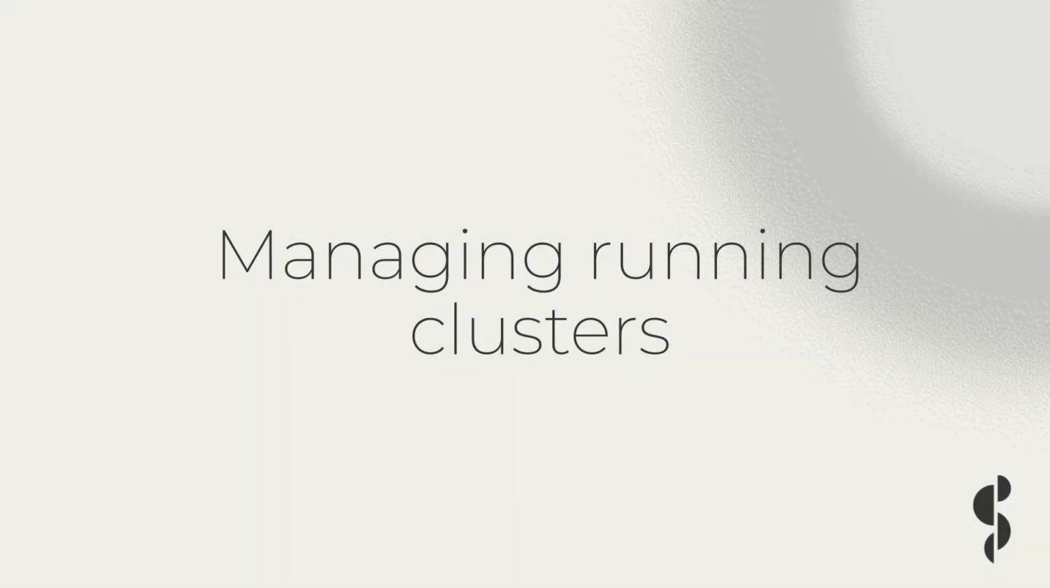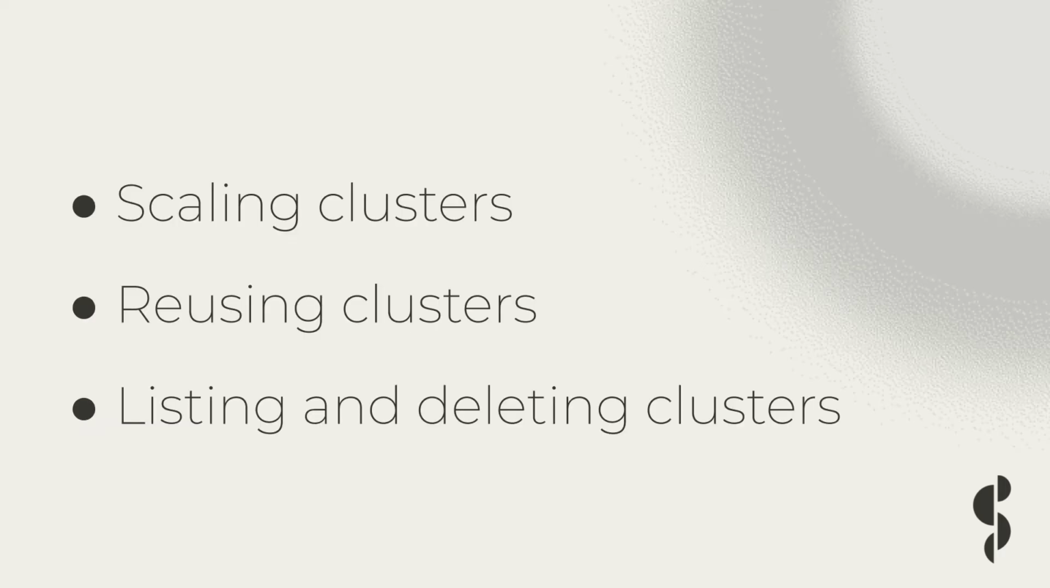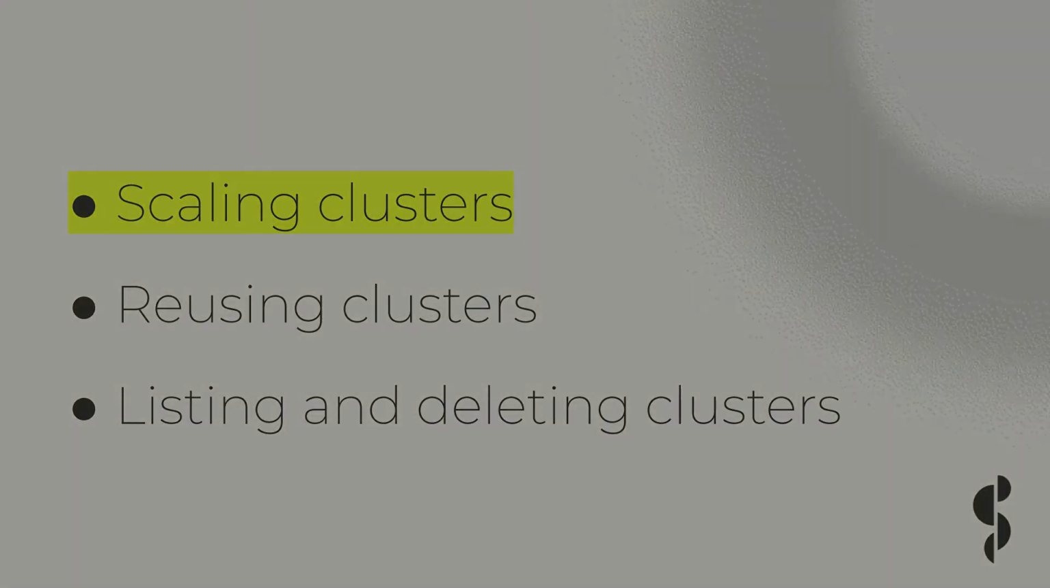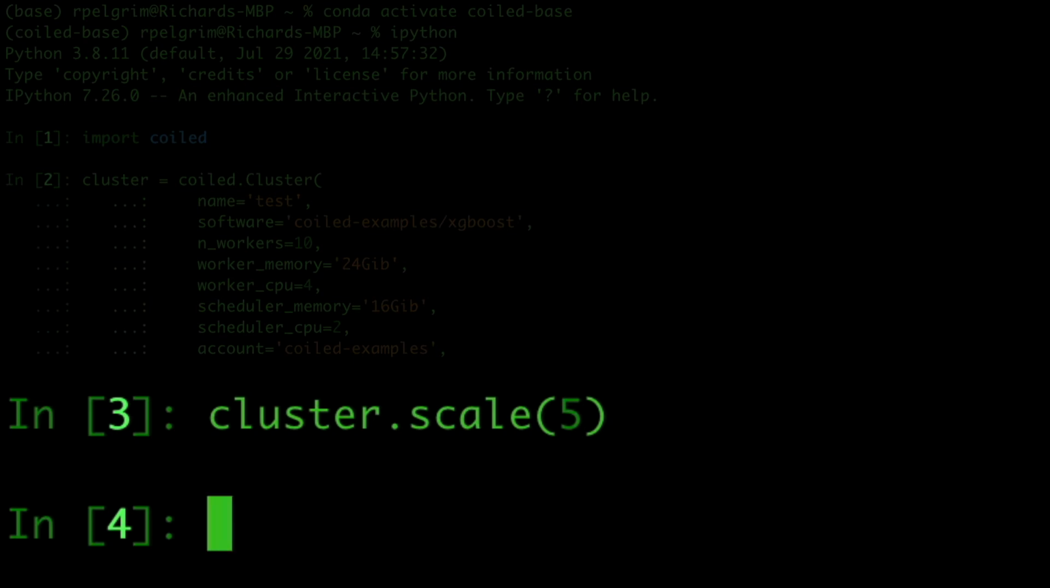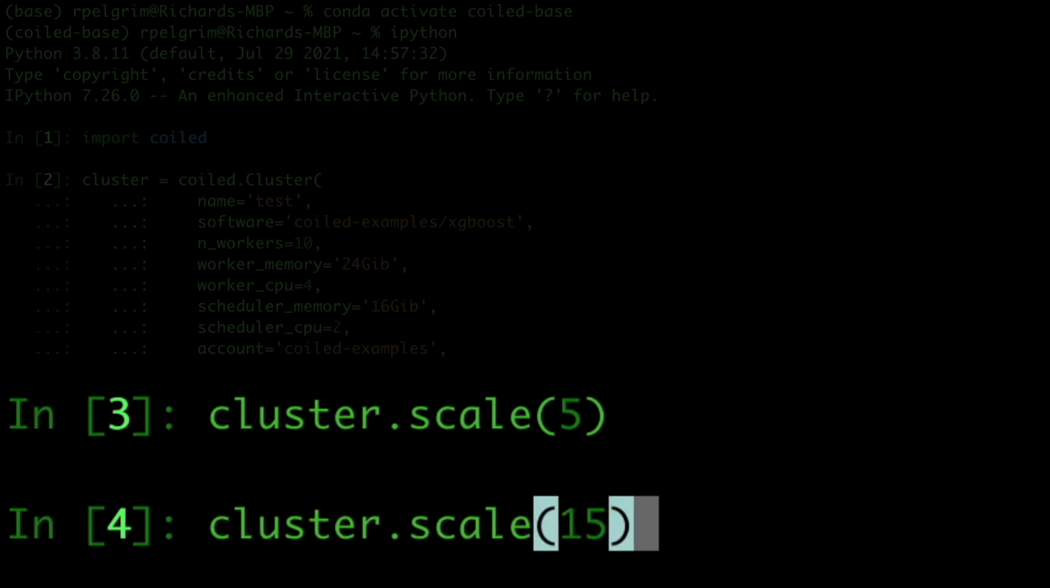Now that your Coiled cluster is up and running, let's look at other options that you can tweak. Specifically, let's look at scaling, reusing, listing, and deleting clusters. Let's start with scaling. You can scale a running cluster using the cluster.scale command and specifying the number of workers you want the cluster to scale to. This can be either a higher or a lower number.